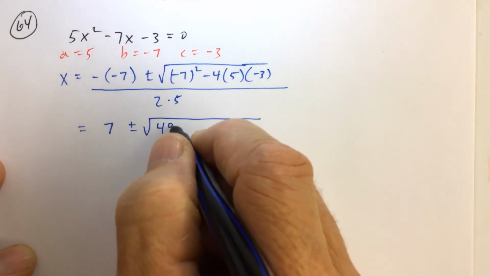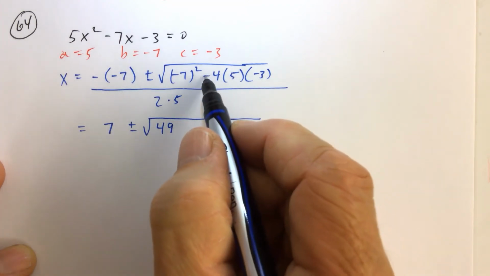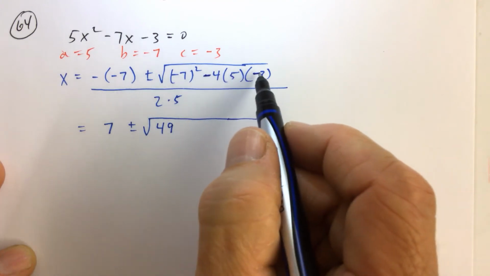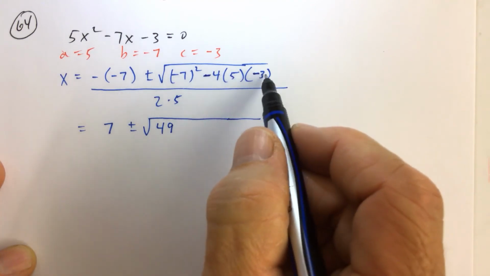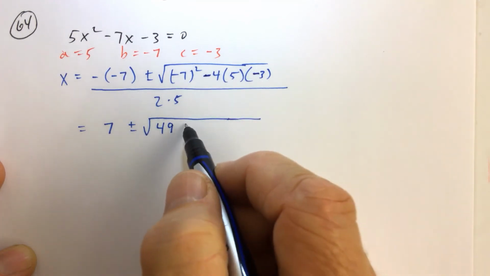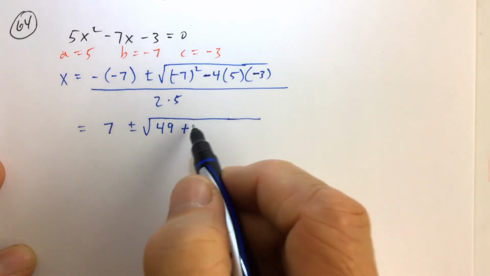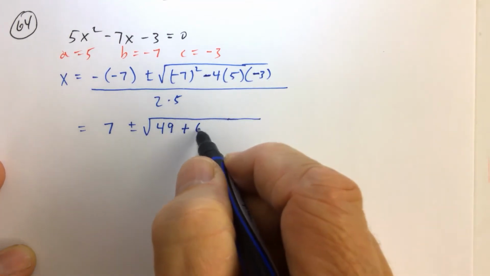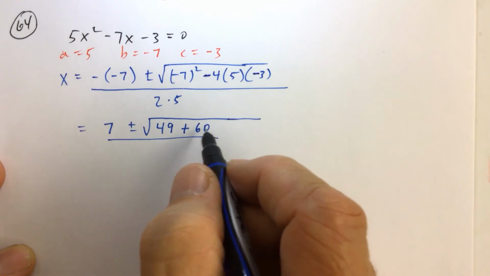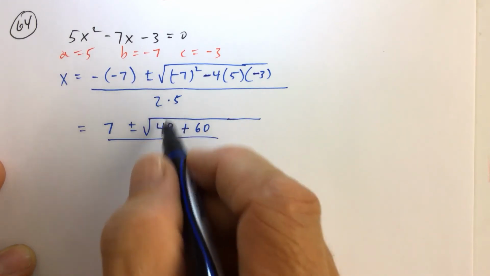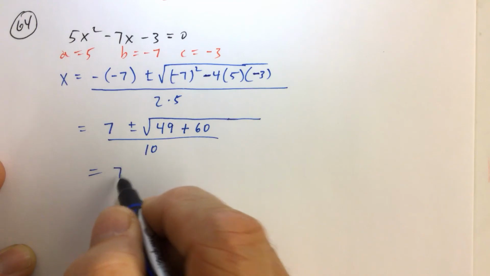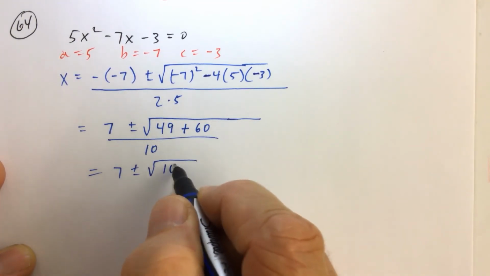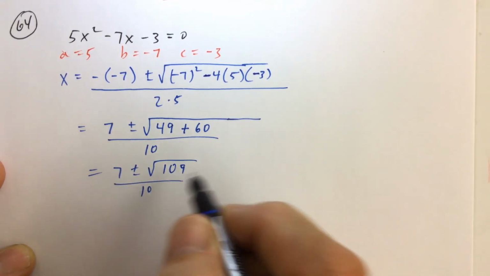And then negative 7 squared is 49. Now notice here, we have a minus sign there and a negative sign there. So we're going to take negative 4 and multiply it ultimately by 5 and then by negative 3. So notice the two negatives. That means that the result of this stuff over here is going to be plus something. 4 times 5 is 20. 20 times 3 is 60. So we get a 60 over there. It's 49 plus 60, and then 2 times 5 is 10. So we have 7 plus or minus the square root of 49 plus 60, which is 109, over 10.